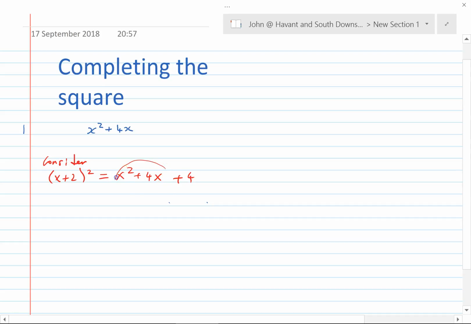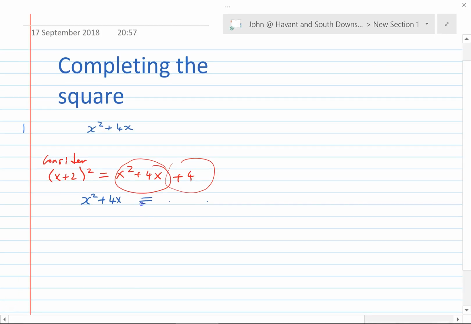So if we want just x squared plus 4x, in order to compensate for this 4, we need to take away 4. So if we're completing the square for x squared plus 4x, we basically write out the x plus 2 squared take away 4. They're identical, and this is the completed square form here.